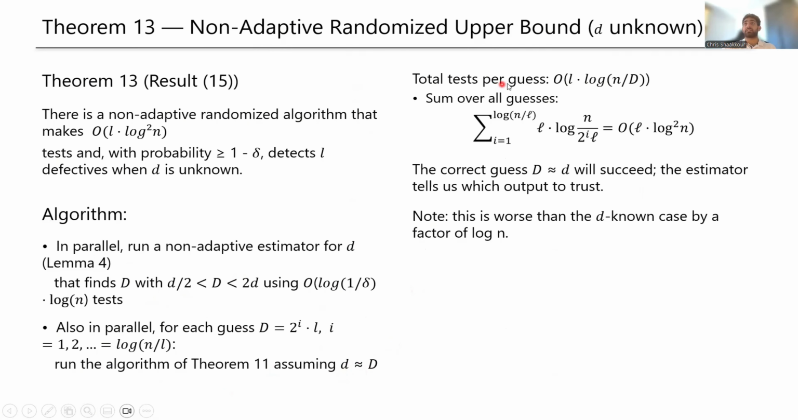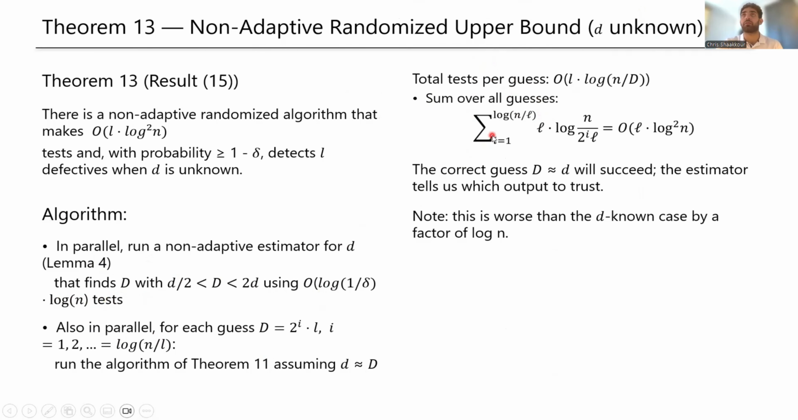And the total tests per guess are O of L log n divided by D. So this is the total number of tests, and each test requires a log n tests. Okay, so the sum over all the guesses. So we're iterating over each guess. We're guessing D and then running theorem 11, where we're finding the upper bound where D is known.